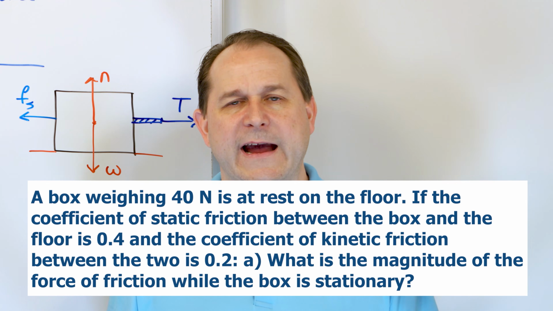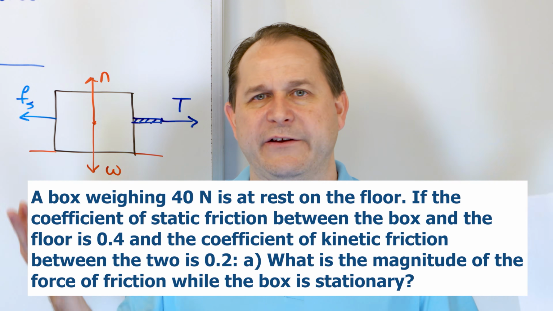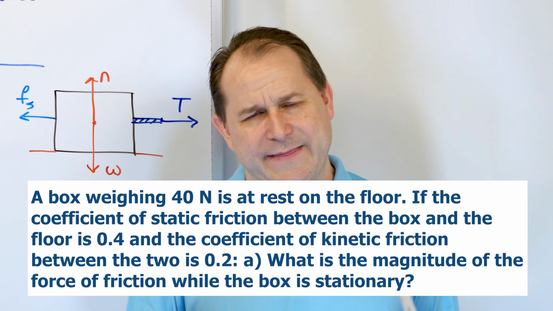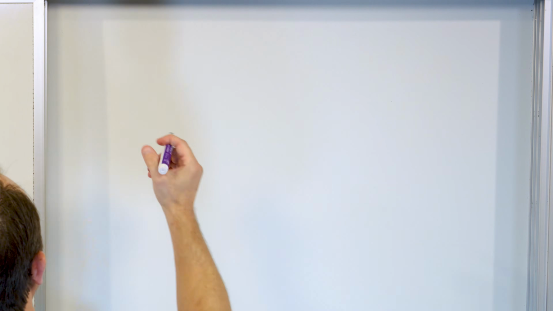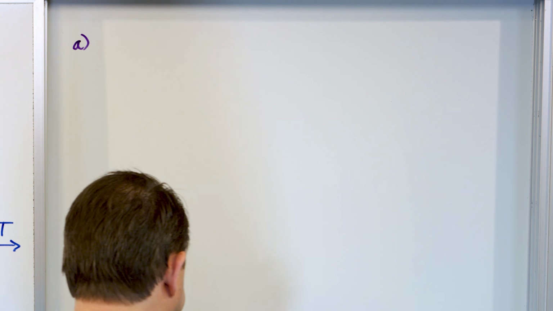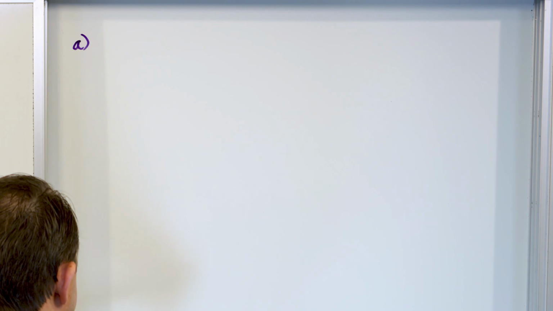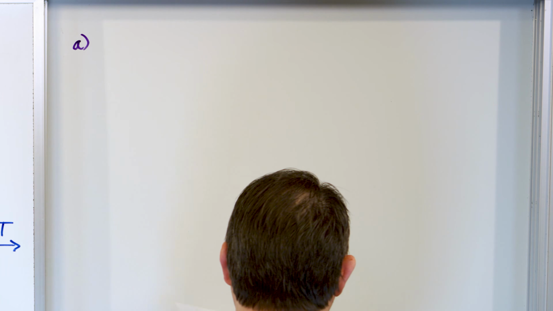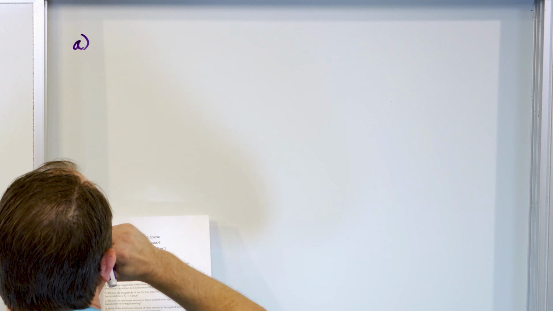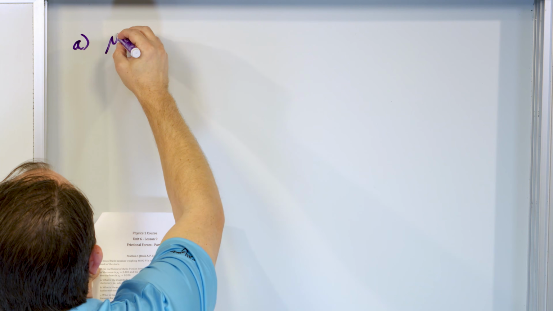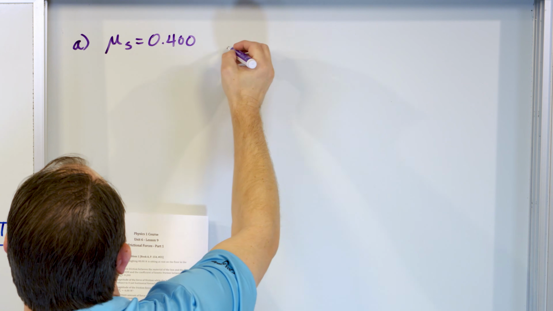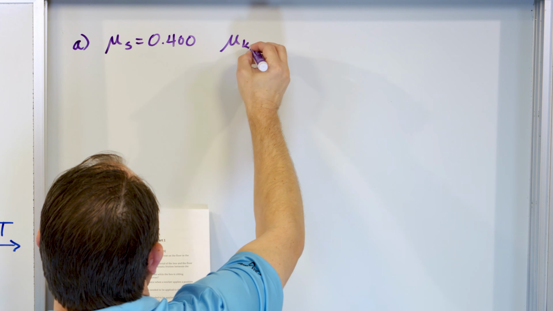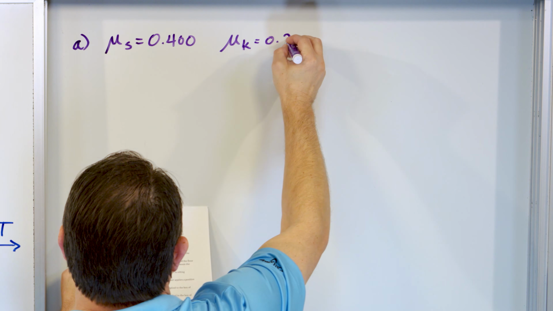So the first part is saying, okay, what's the frictional force when nobody's pulling or pushing on the box at all? I think you already know the answer, but before we say it out loud, let's just write a few things on the board and draw a quick picture. So what we want to do first is write down the coefficient of static and kinetic friction. The coefficient of static friction between the box and the floor is 0.400. The coefficient of kinetic friction is 0.200.